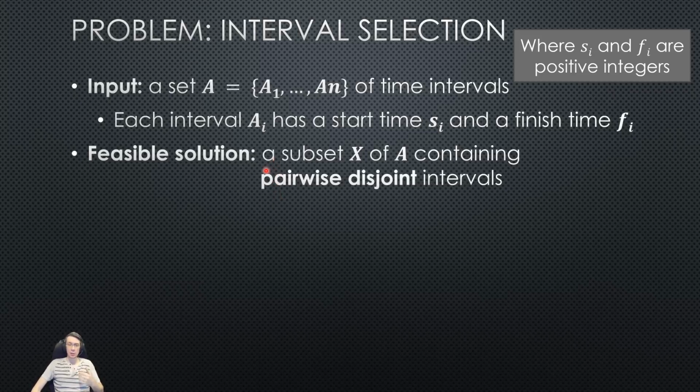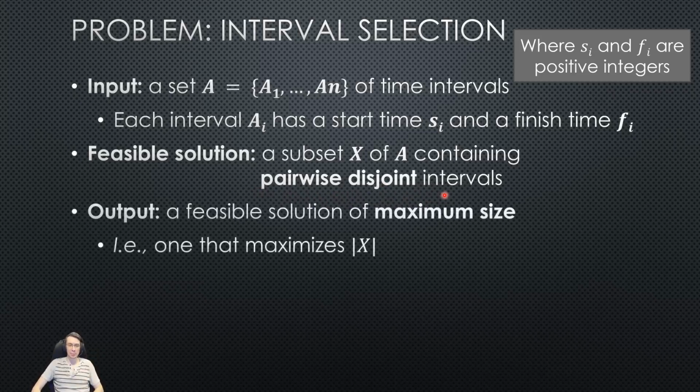And there's a single meeting room, and the time intervals here represent meetings. And you can't schedule two meetings to run at the same time. In fact, none of the meetings should overlap with each other, because then you'd be running meetings in the same room at the same time. So that's why they have to be pairwise disjoint. That's one way of thinking about this problem.